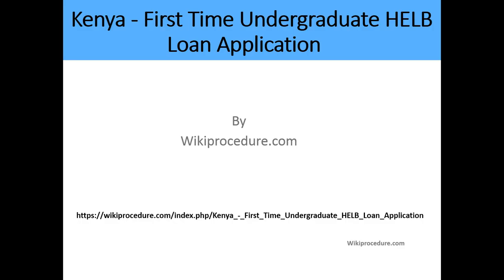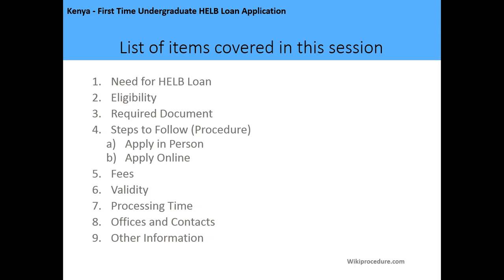So once again, welcome. The list of items which we are going to cover in this session include the need of the HELB loan, the eligibility, the required documents, steps to follow while making the application, the applicable fees, the validity period, the processing time, office locations and contacts, and other relevant information which may add to the knowledge which you are going to get today.